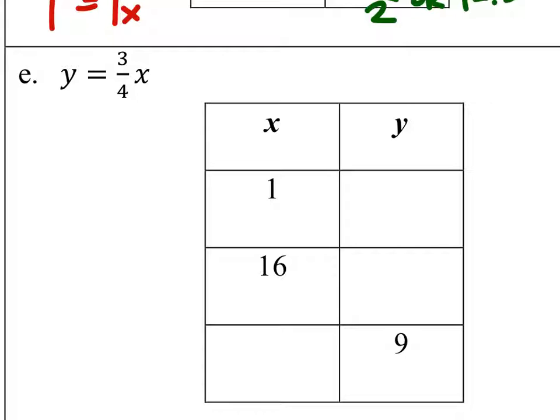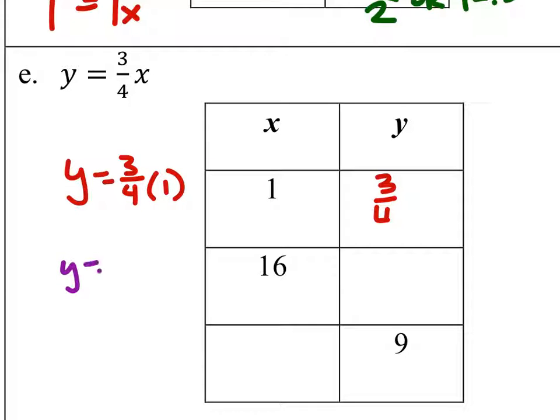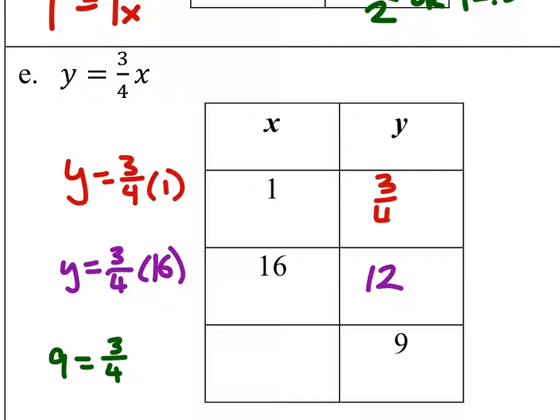So on E, where x is 1, so y equals 3/4 times 1, which is 3/4. And then the next one, y equals 3/4 times 16. I would just plug that into a calculator, and I should get 12. But the next one gives us the y value, so 9 equals 3/4 times the x. So dividing both sides by 3/4 gives us 1x. 9 divided by the 3/4 should give us 12. So there's our 12.